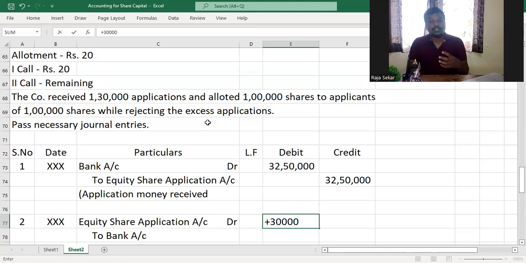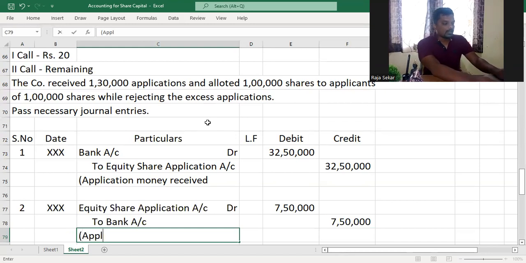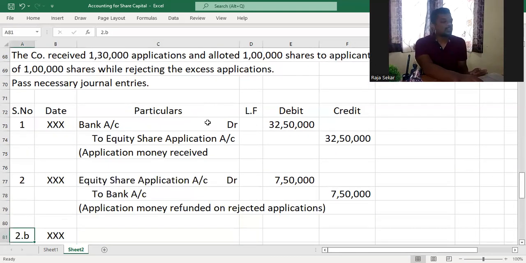How to calculate the amount for this? We are refunding the application money on the excess applications. How many excess applications did we have? We had 30,000 excess applications. We received 1,30,000 applications and we are only allotting 1 lakh shares. So 30,000 is excess, 1,30,000 minus 1 lakh. 30,000 excess applications into 25 rupees per application, that is application money per application, shall be refunded by the company as the company has rejected the shares. Application money refunded on rejected applications.